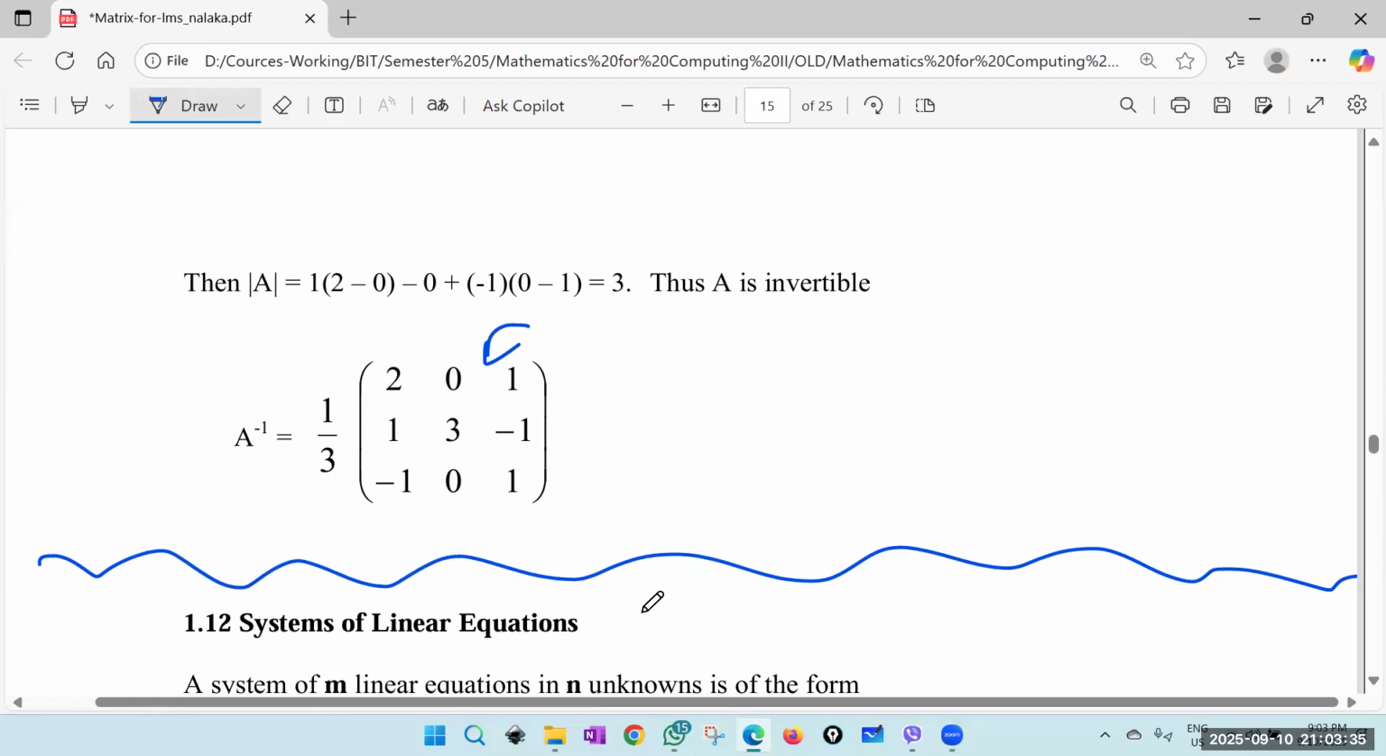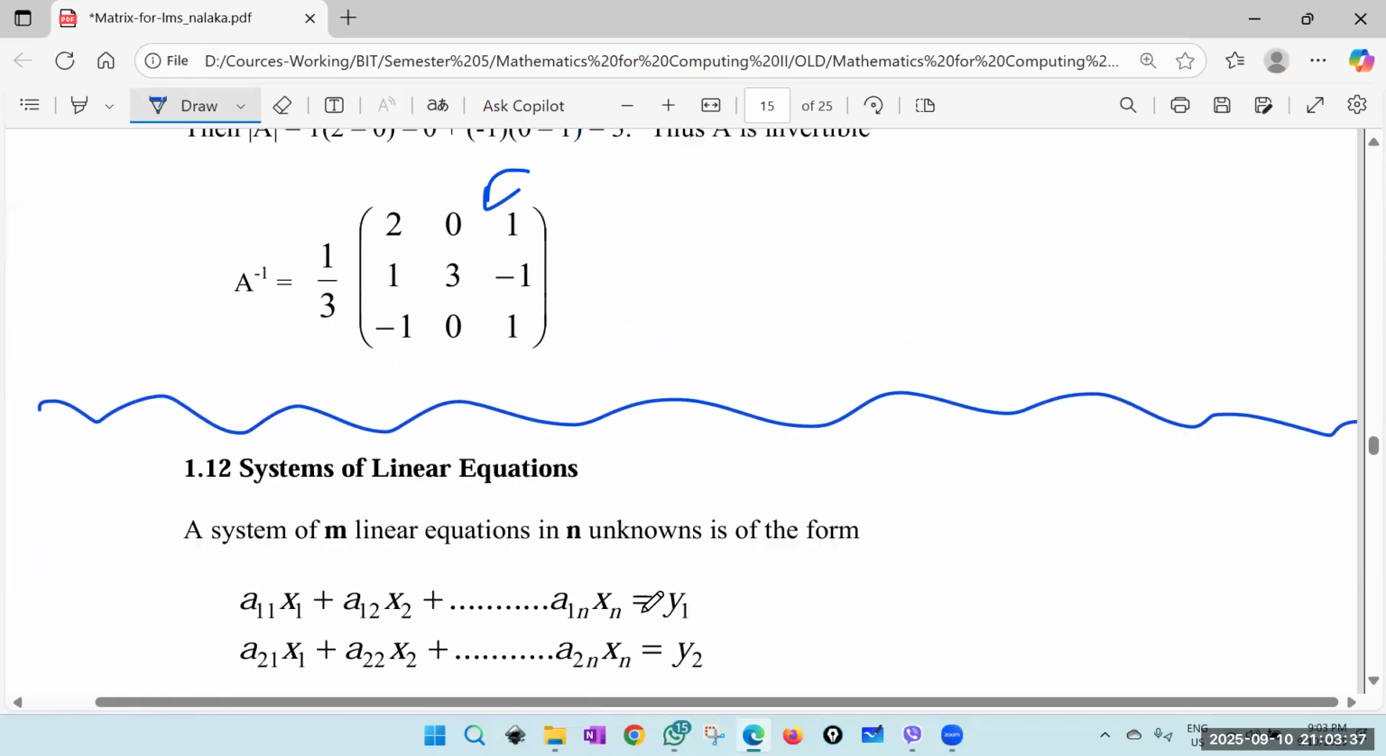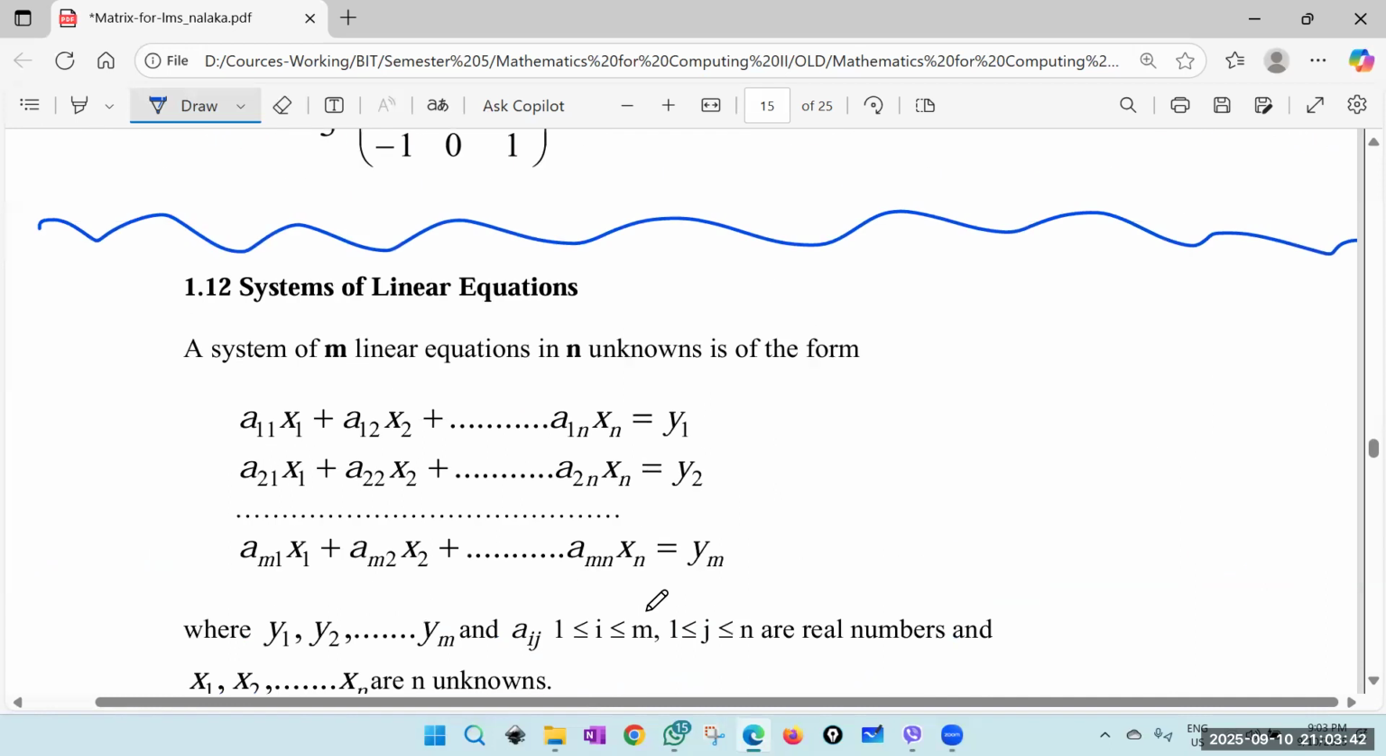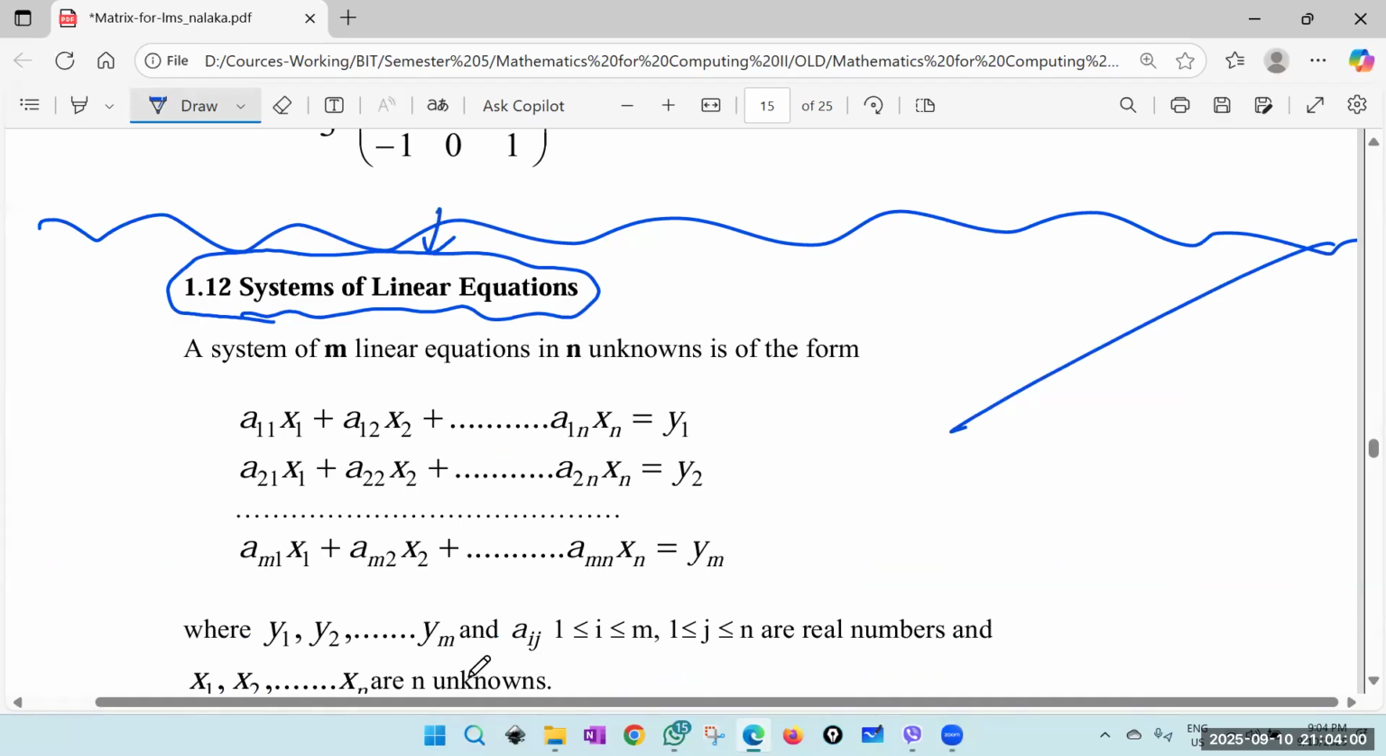Okay. Right. So why do we learn these things, matrices? Because matrices have special usage when it comes to solving systems of linear equations. Like linear equations. So in mathematics, when we say linear, linear means straight line. Okay. So that means we have non-linear systems, right?